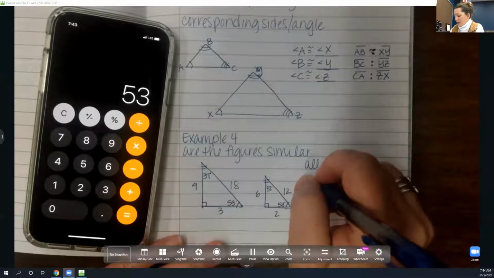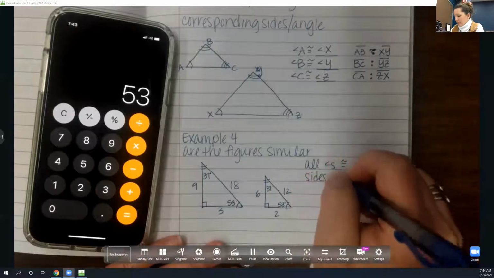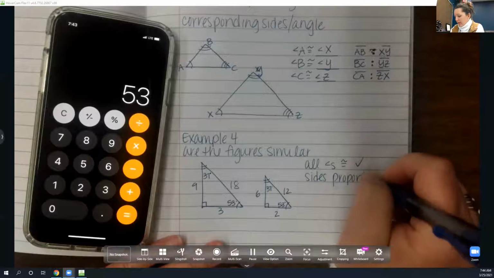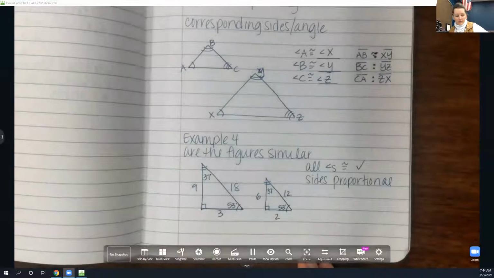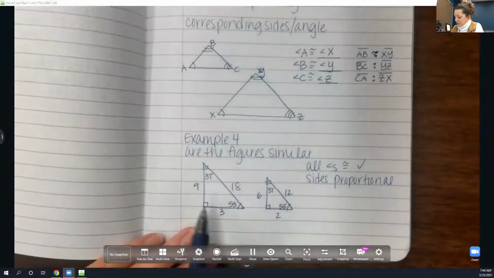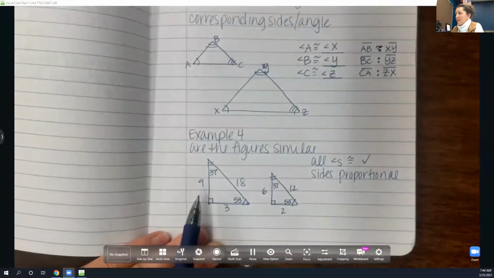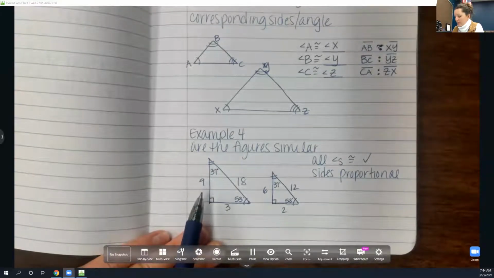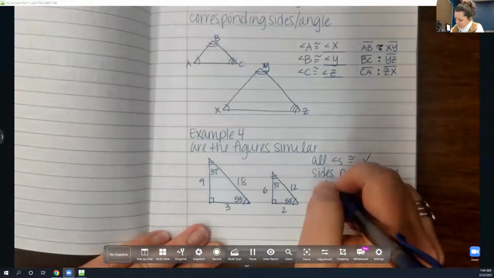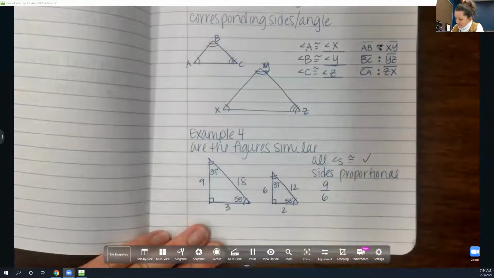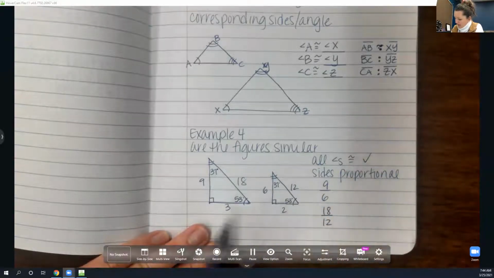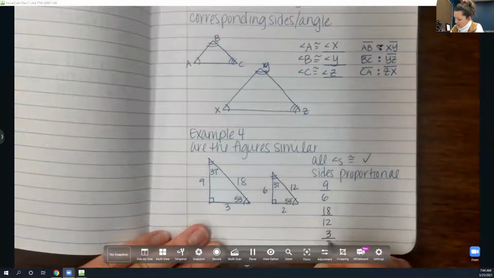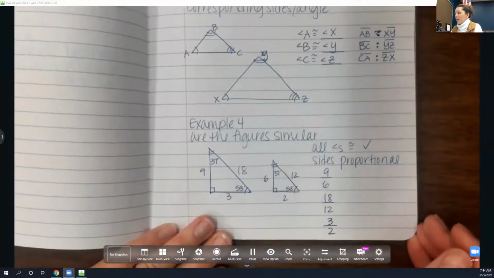So are all sides proportional? Let's check. How do I know if something is proportional? It's equal ratios. So let's do that again. Let's have our corresponding sides. Let's set them up as ratios and see if they're equal. So I'm going to do this. I'm going to do larger to smaller here, 9 to 6, and then 18 to 12. And my last one is 3 to 2. So I want to see, are all of them the same?